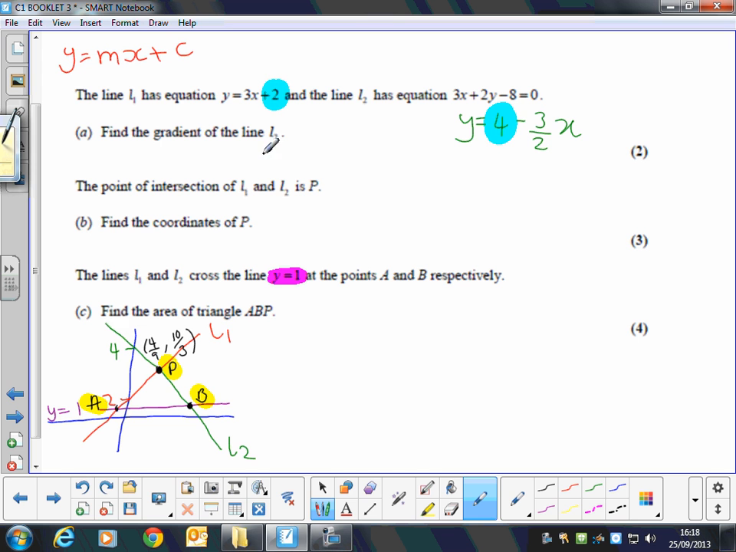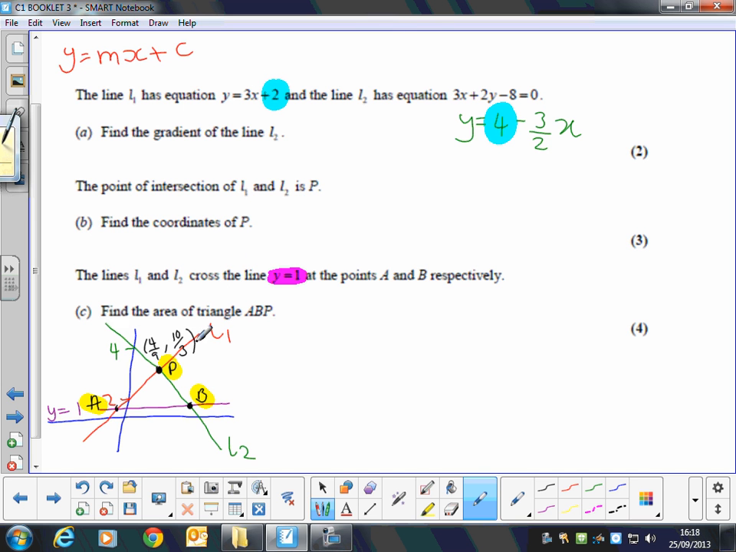So if we look at L1, if we produce a quick sketch of that, it's already in the form y equals mx plus c. So our y-intercept, where it crosses the y-axis, is going to be the plus c on the end. So here it's plus 2. So the line L1, which I've got here in red, crosses the y-axis at 2. So that's the y-intercept. The gradient is 3, so that's why it's uphill.